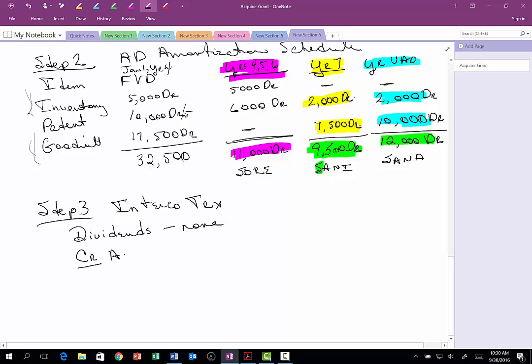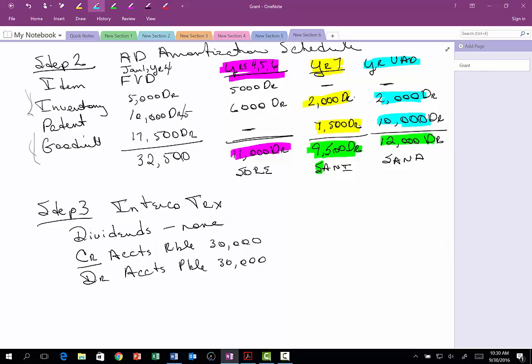So we're going to credit accounts receivable, in this case for $30,000, and we're going to debit accounts payable for $30,000. And those are both going to have to happen on our balance sheet, so we're going to color them blue.